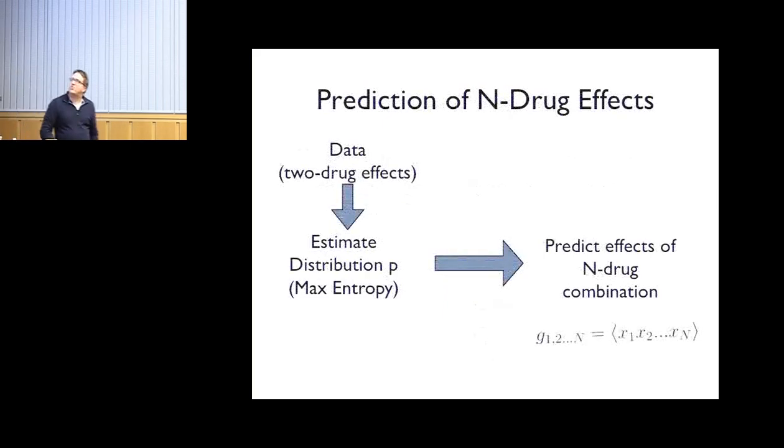Okay, so the idea of what we're going to try to do, we're going to try to take data, which are our two drug effects. We know the effects of the drugs in pairs. We're going to associate those with correlations between random variables. We're going to then try to estimate the distribution that governs those random variables. We're going to do that using maximum entropy. Once we have this distribution, we can then predict the effects of a larger drug combination. There's no free parameters here, right? We measure the effects of the drugs in pairs, and then we predict something that that experiment never saw. We predict what happens when we put these drugs together, okay?